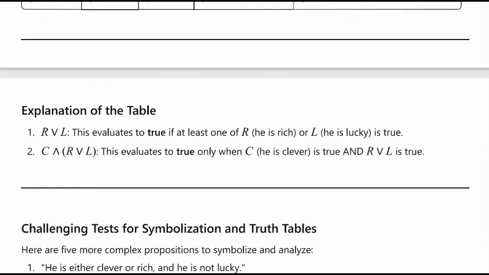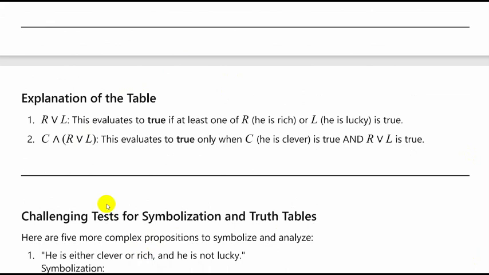All right. So we have here complex propositions to symbolize and analyze. This will help us to prepare for our exams. He is either clever or rich. So we have or, and he is not lucky. All right. So we put three symbols C, R, and L. Okay. Clever or rich is together. Clever or rich. So they will be together. And he is not lucky. Instead of lucky, we say not lucky. So he is either clever or rich, and he is not lucky.